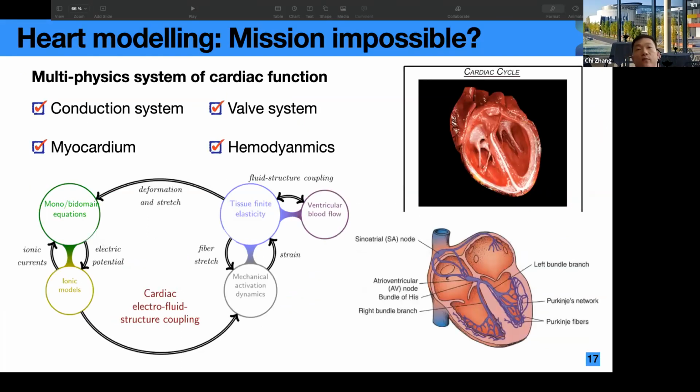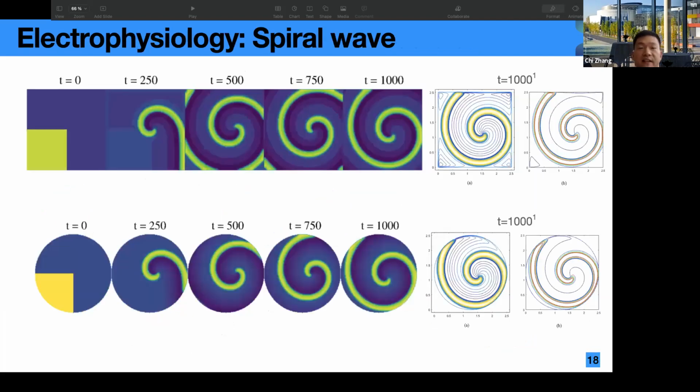One important application of SPHinXsys is heart modeling. We know that heart modeling is a typical multi-phase system. It consists of the conduction system, the Purkinje system, the myocardium, and also the hemodynamics. If we use the unified SPH method for this modeling, we can easily deal with the interfaces of the different physical systems. And until now, we have some very promising results for the simulation of the electrophysiology.